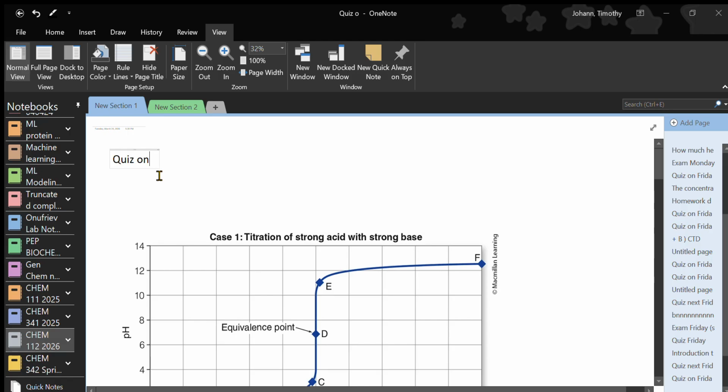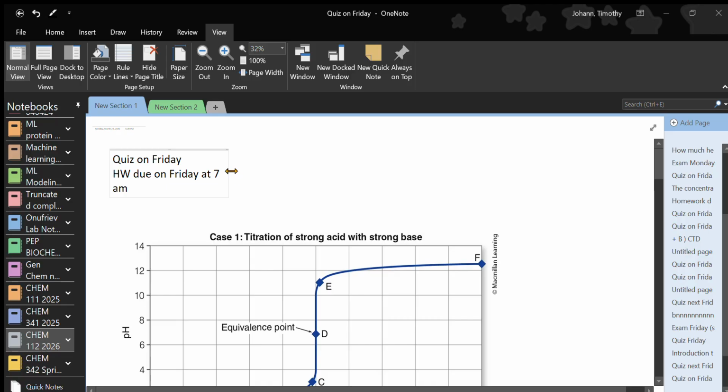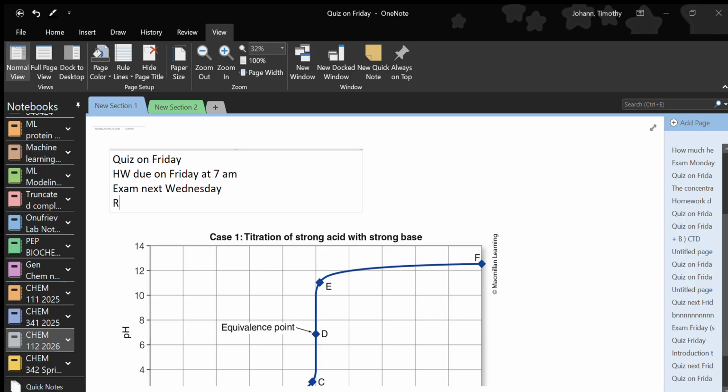Let's first talk about what we've got going on. There's going to be a quiz on Friday. I will be back on Friday. I'm driving, so I'm not going to get stuck in the airport somewhere. And there'll be a homework due on Friday at 7 a.m., and this one is actually going to go because you're going to have new material. You're going to have titrations to practice. I also want to remind you that there is an exam next Wednesday, and so we'll do a review in class on Monday.